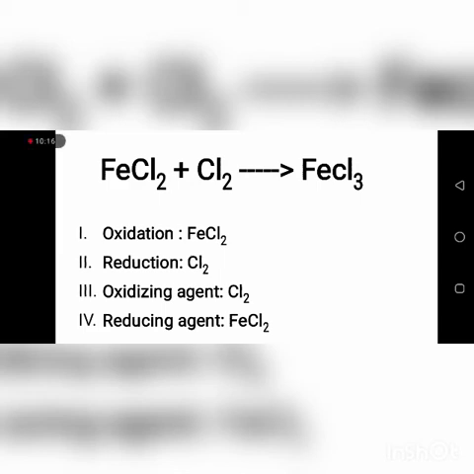Now chlorine: an element standing alone, in the uncombined state, not combined with any other element, has oxidation number of 0. So chlorine has oxidation number of 0 at the reactant side, and at the product side it has oxidation number of -1 because it is forming a compound. Because the oxidation number of chlorine decreases from 0 to -1, chlorine is undergoing reduction. The oxidizing agent is chlorine, while the reducing agent is iron 2 chloride.